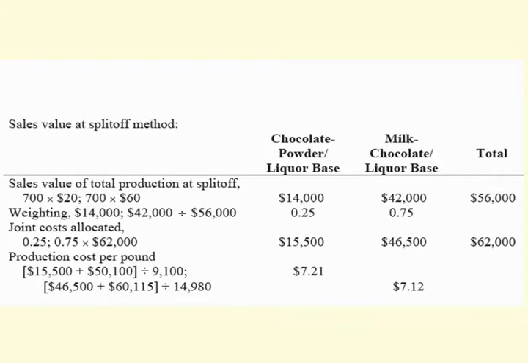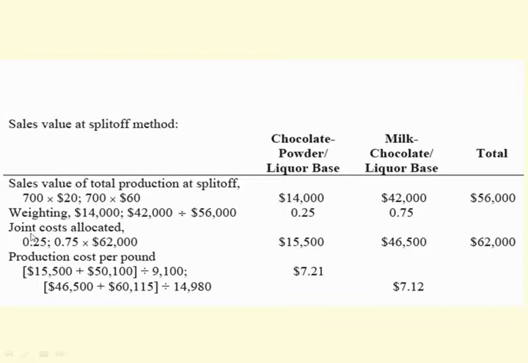So we need to allocate joint costs based on the percentage or the weight of these two amounts. So we make the percentage by dividing 14,000 by the total 56,000, which results in 25% for chocolate powder liquor base and 75% for milk chocolate liquor base. So now we know the percentage of each product.